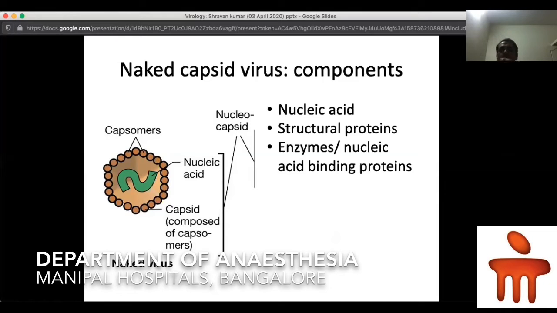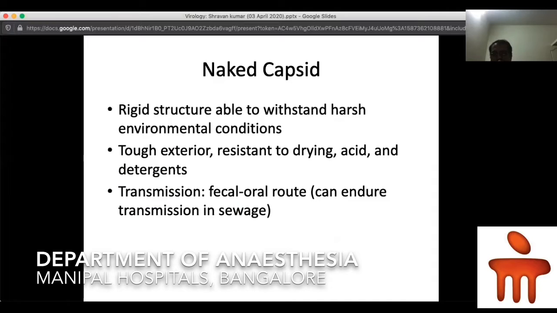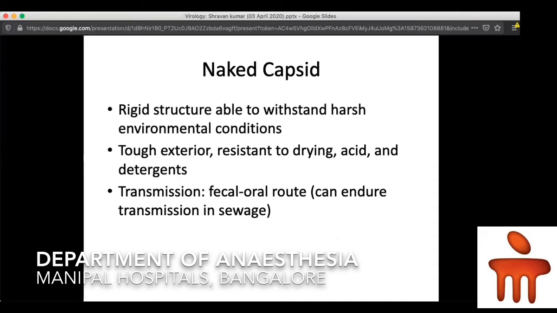A naked virus consists of nucleic acid, structural proteins, and nucleic acid binding proteins. This itself would be called the naked virus. And what is the implication of this? It's a general assumption that naked viruses are not as protected as the enveloped viruses and hence the virulence. But that is not the case. Naked capsids are extremely rigid. They can withstand harsh environmental conditions and they have a very tough exterior.